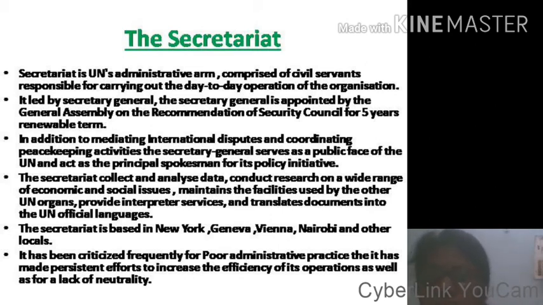of international UN staff members who carry out the day-to-day work of the UN as mandated by the General Assembly and the organization's principal organs. It is led by the Secretary General, who is appointed by the General Assembly on the recommendation of the Security Council for 5-year renewable terms.